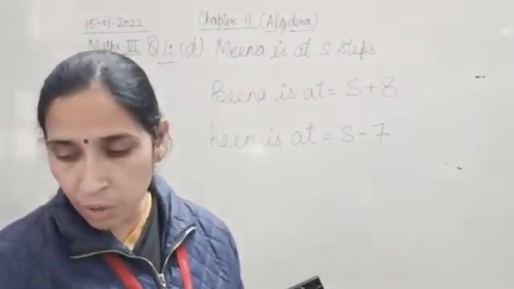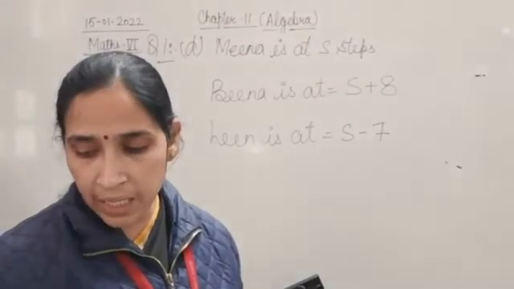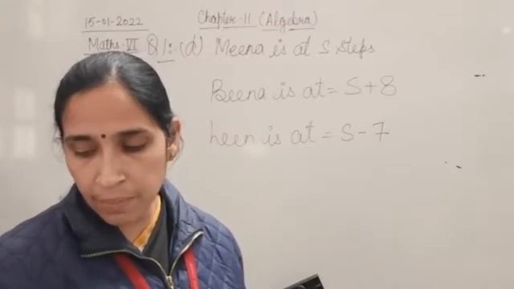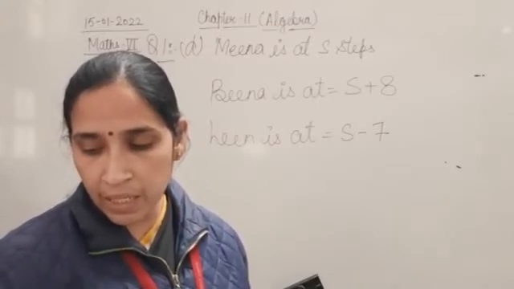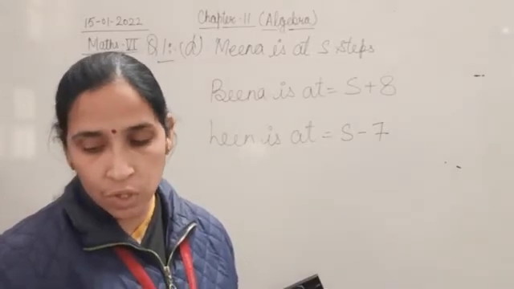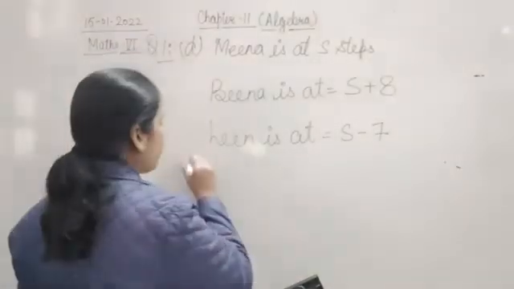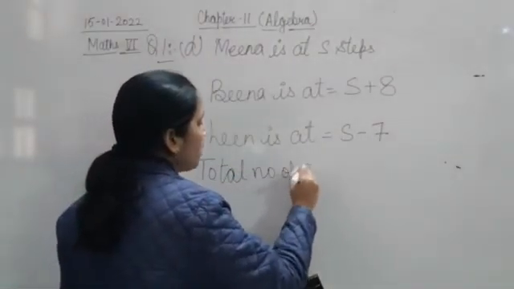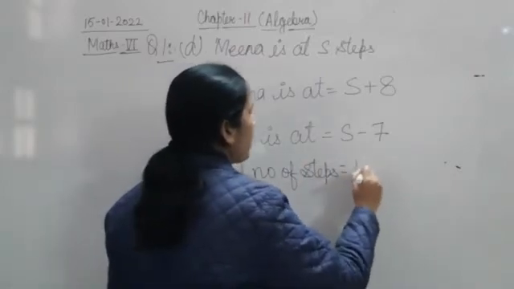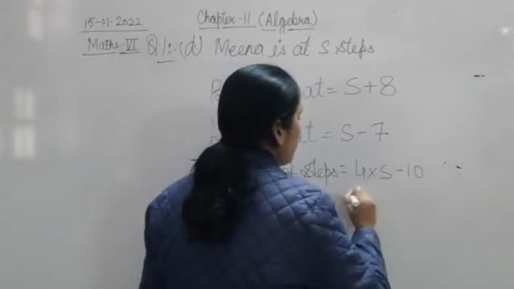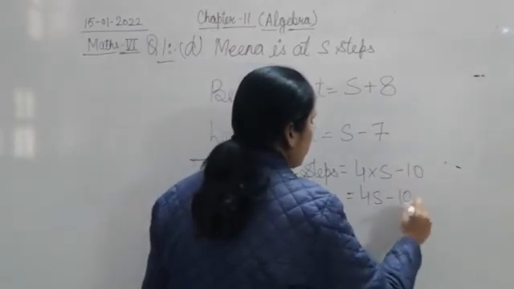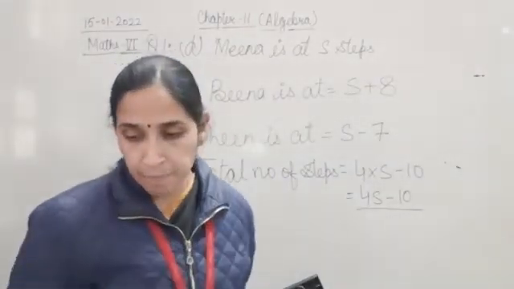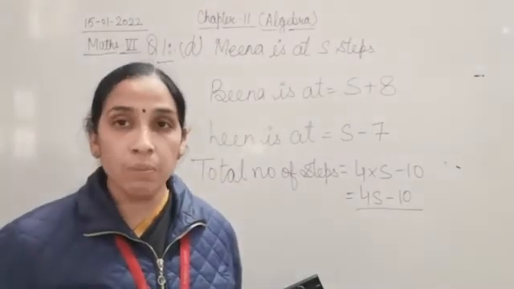Okay. Now the total number of steps to the hilltop is 10 less than 4 times what Meena has reached. So 4 times the steps, that will be 4 times S, minus 10. That is 4S minus 10. Total number of steps will be 4S minus 10. Express the total number of steps using S.